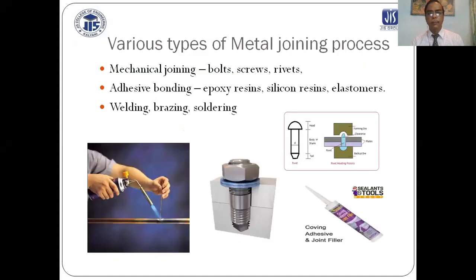There are various types of metal joining processes: mechanical joining, adhesive bonding, welding, brazing, and soldering. This is mechanical joining: nuts and bolts, riveting, screws. And this is adhesive bonding. This is soldering, and this is brazing. Soldering is being done here, and brazing.